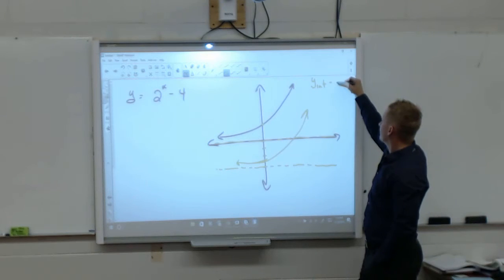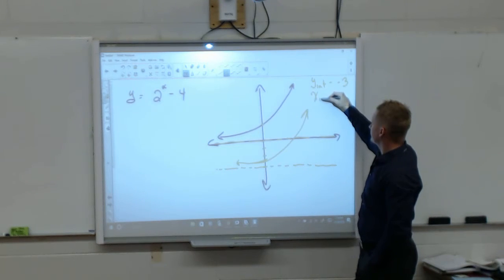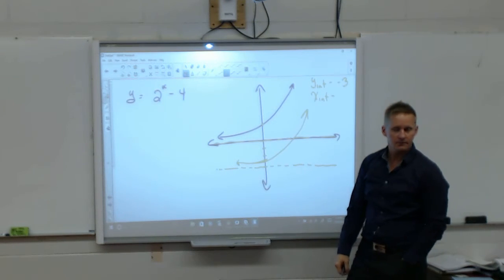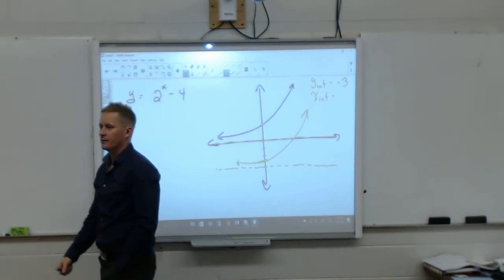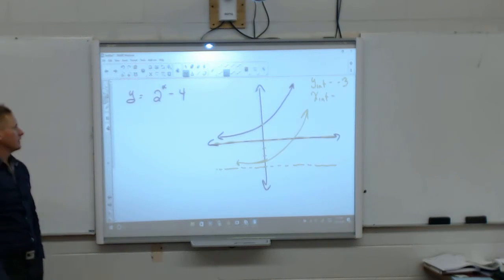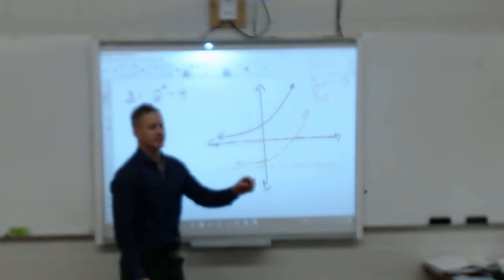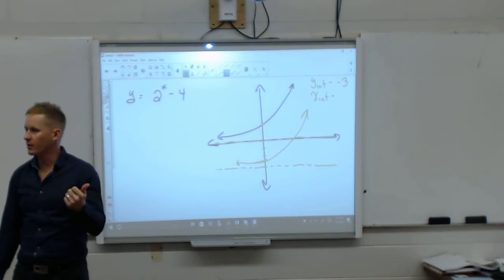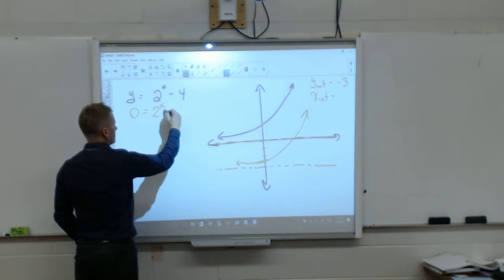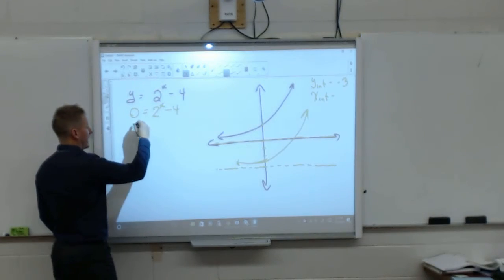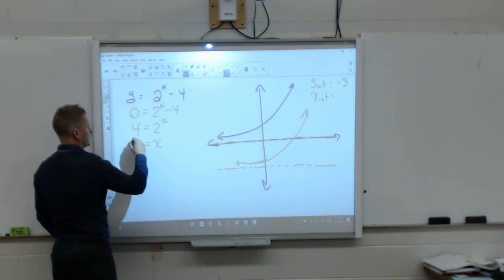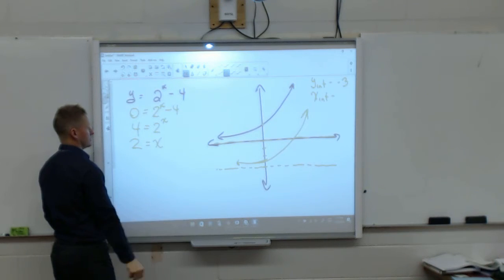What is it? Minus 3? Sure. And what is my x-intercept? Well played. Okay, how did you get that? 0 equals 2 to the x minus 4. Yes. Remember, your intercepts occur when x is 0 and y is 0, correct? So if I'm looking for the x-intercept, I make y 0. So I put y 0 here, like that. Add 4. And what? x equals 2.